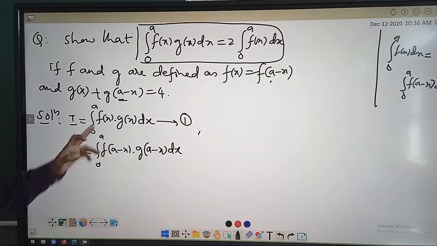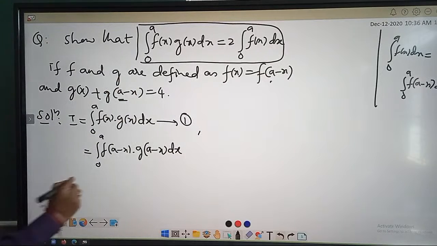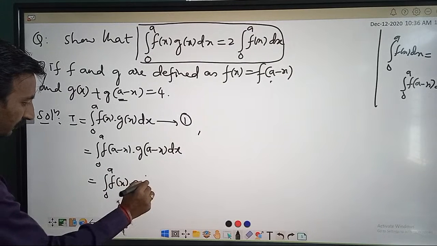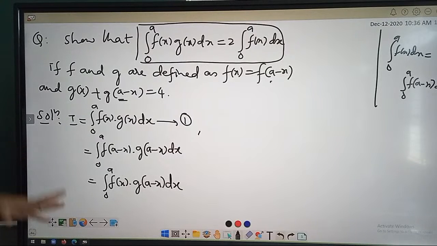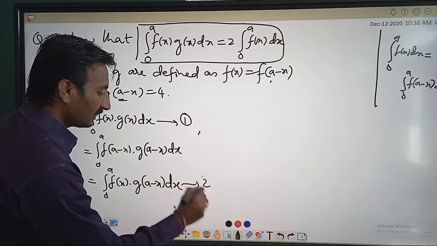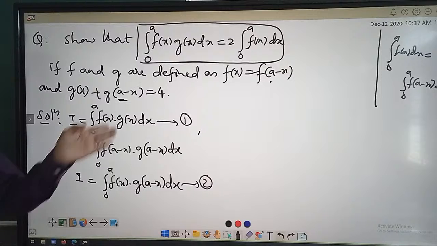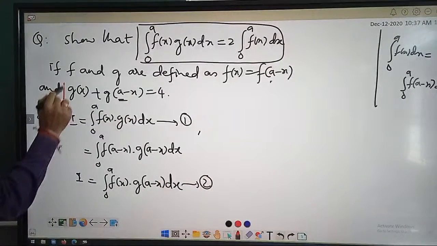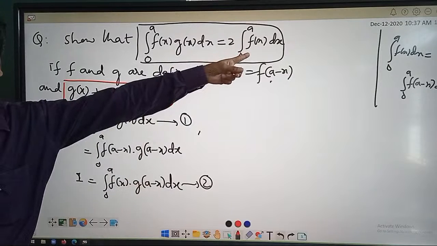Now f of a minus x, you know very well, is f of x. So I can write it as the integral from 0 to a of f of x into g of a minus x dx. We can call it equation number 2. You will feel why he wants to call it equation 2 and why it is equation 1. Look at this. This is very important for me. This result I need to take to eliminate g of x.